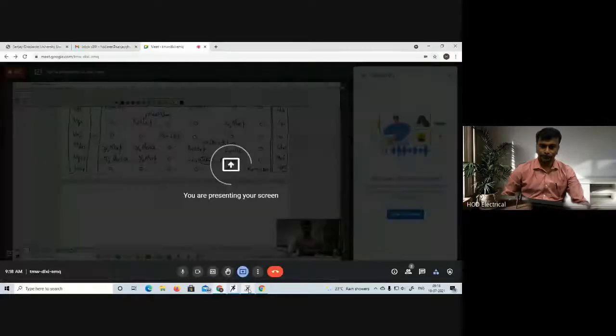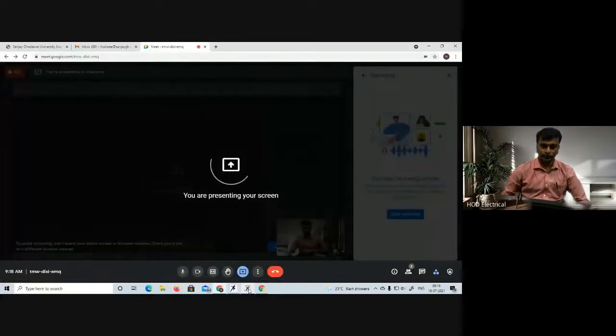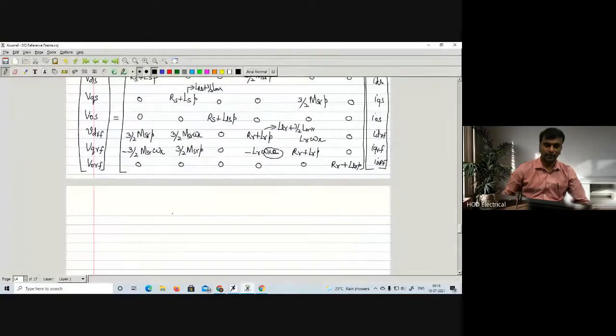Then, in the last class, I also gave guidance on how one can write the torque equation. So today we are going to explain how we can derive this torque equation from the voltage equation. Okay, so let me share my screen. I hope my screen is visible to you. Yes, my screen is visible to you.